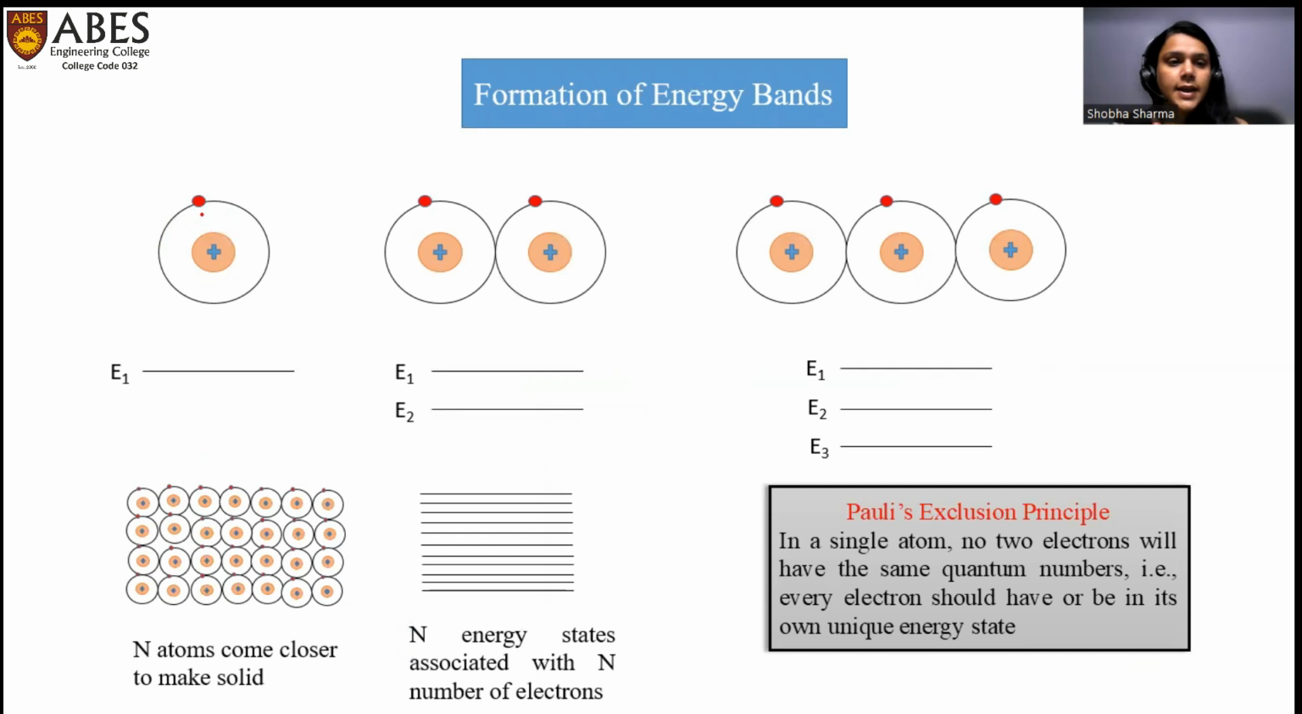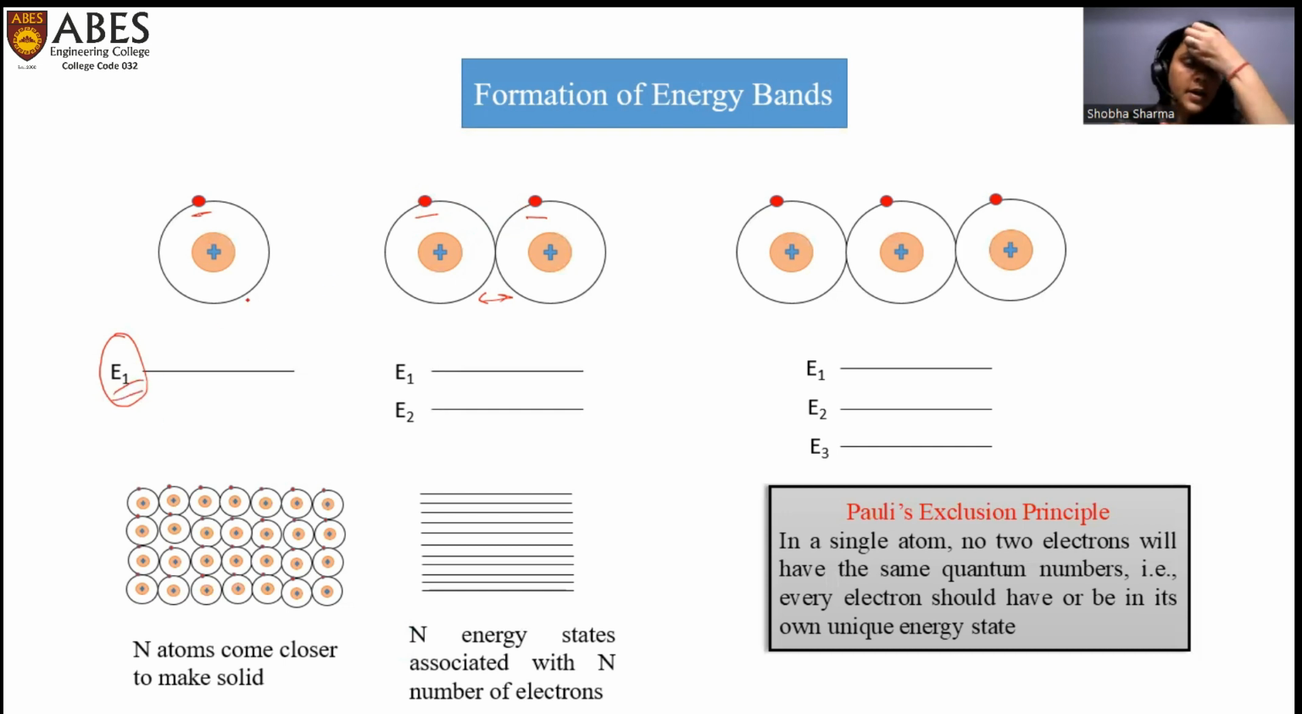As we saw in the last slide, each electron in an atom is associated with a particular energy level. So if we bring two atoms close to each other, that means the interatomic distance is very small, then the same electron will not have the same energy state. If these two atoms have sufficient distance between them, then these two electrons would have the same energy state.